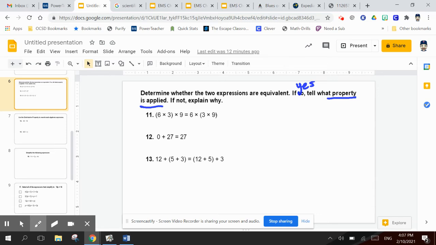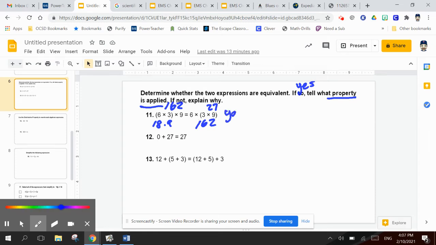So number 11, I have 6 times the quantity of 6 times 3 times 9 equals 6 times the quantity of 3 times 9. So let's try that out. 6 times 3 is 18. 18 times 9 is 162. If I take 3 times 9, which is 27, 27 times 6 is 162. Are those two equal? Yes. What property is being applied? Because they have parentheses, that's the associative.